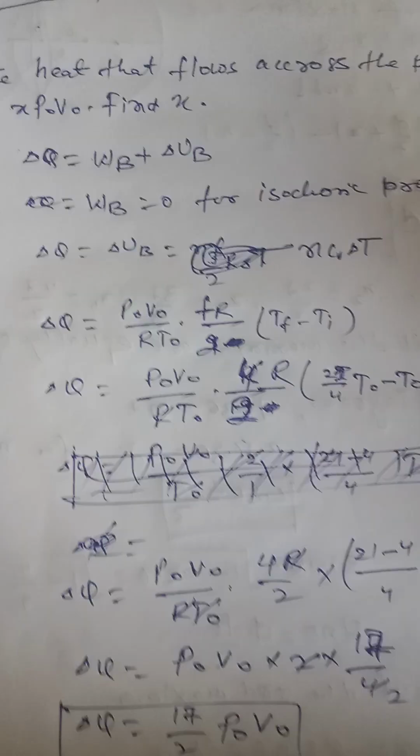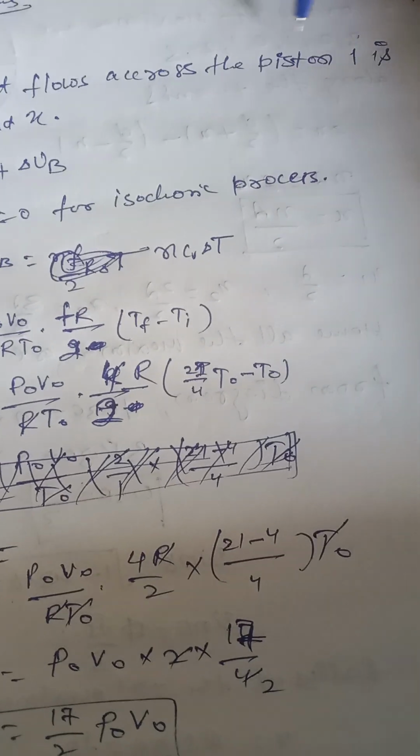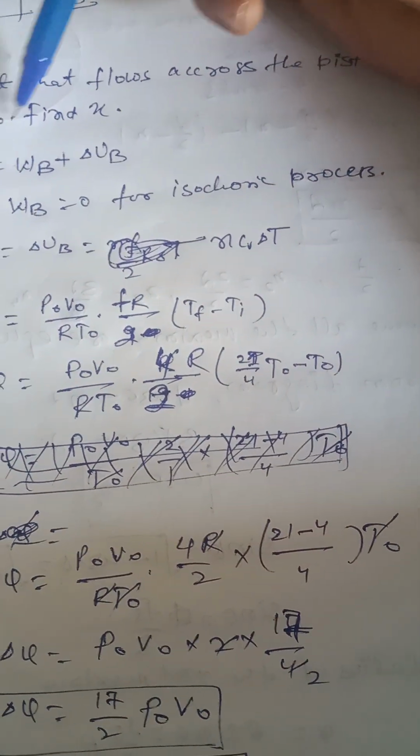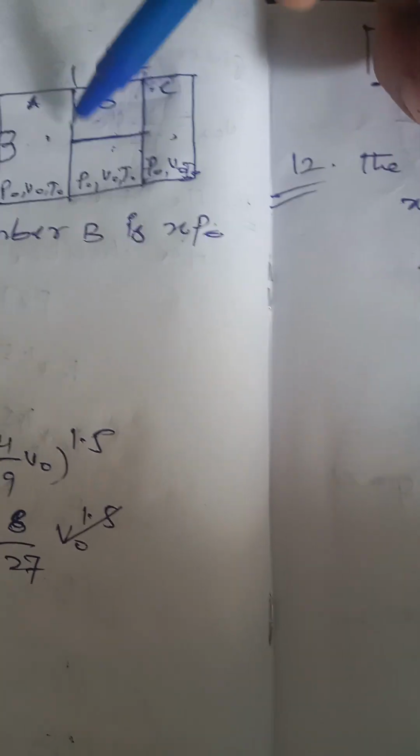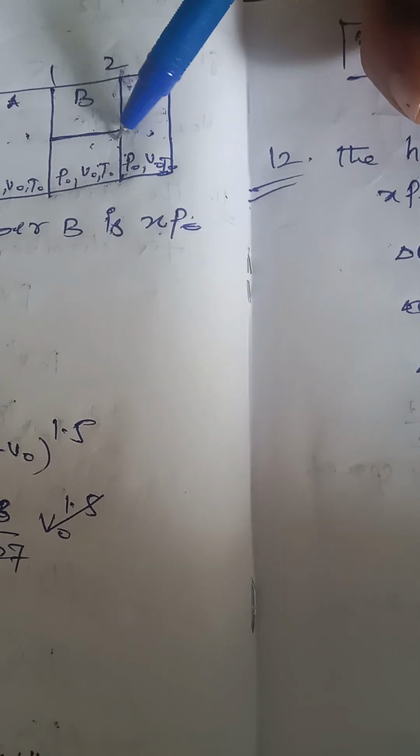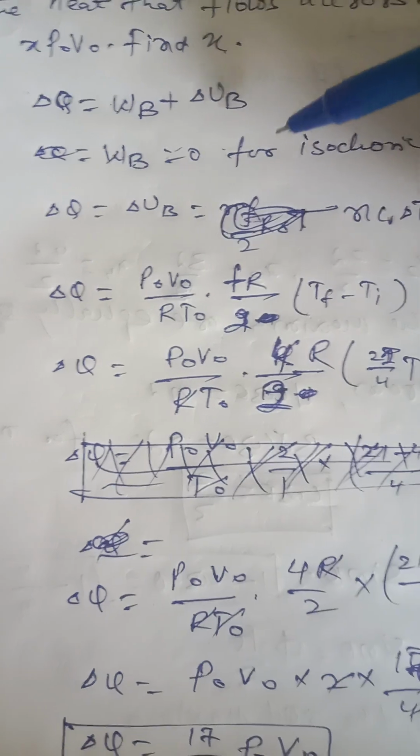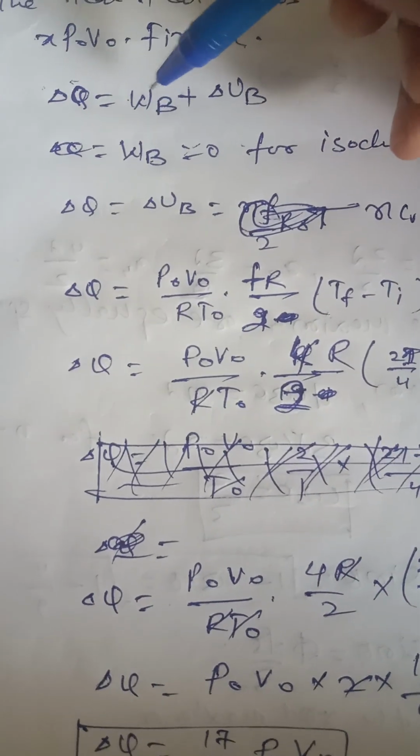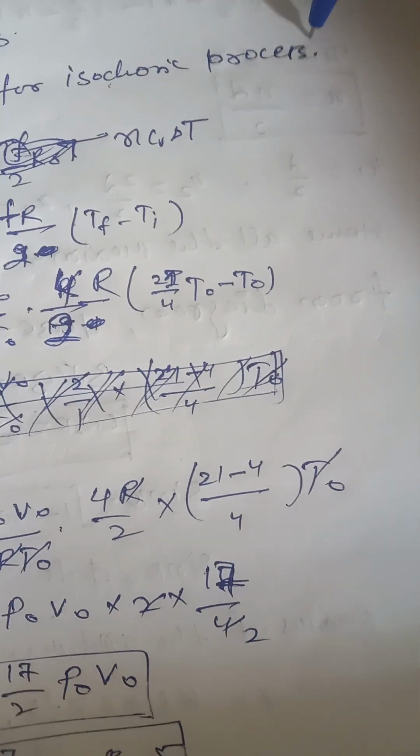Next we come to problem number 12. In the same problem, the heat that flows across piston 1 is X P naught V naught. Find X. In chamber B, this is completely conducting, so heat is passing from A to B, but the chamber is not expanding because there is a rigid piston connected. So the volume of B will not change. From the first law of thermodynamics, del Q equals W_B plus del U_B. W_B equals 0 for the isochoric process.